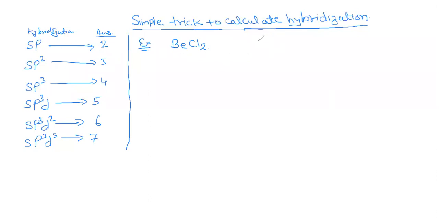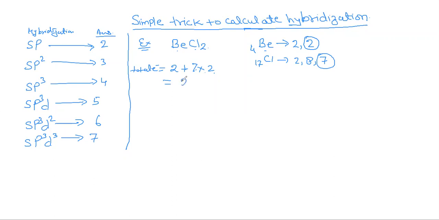You know that the atomic number of beryllium is 4 and its electronic configuration is 2, 2. So the last shell contains 2 electrons. So 2 plus chlorine, Cl 17, with configuration 2, 8, 7, whose last shell contains 7, multiplied by 2. So this is the total electron count: the number of electrons in the last shell of Be plus the number of last shell electrons in Cl multiplied by 2. Then the total number of electrons is 2 plus 14, equal to 16.